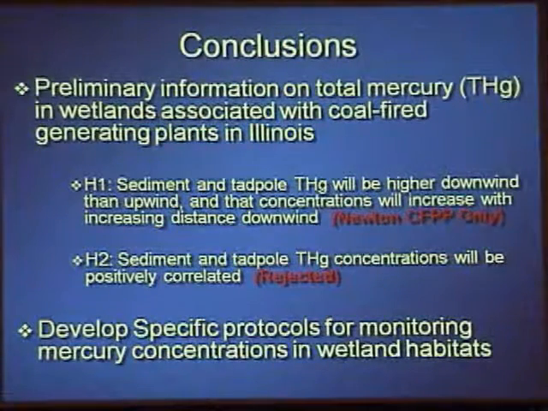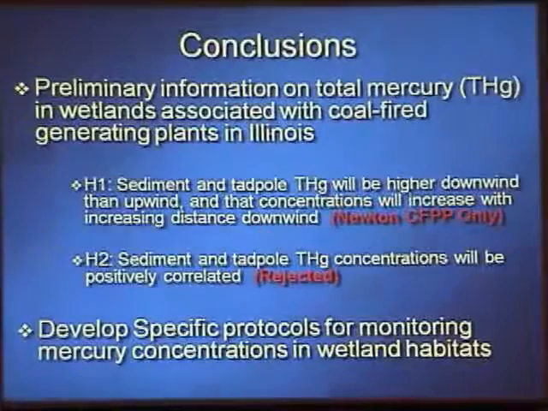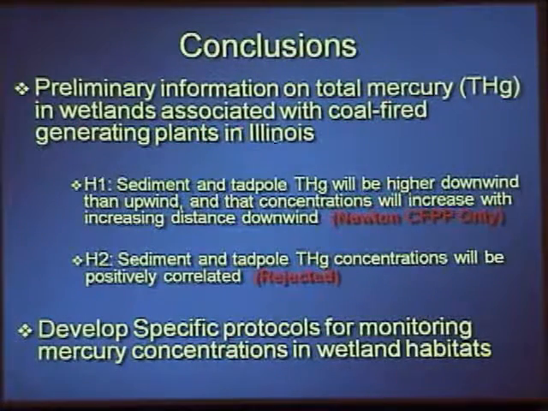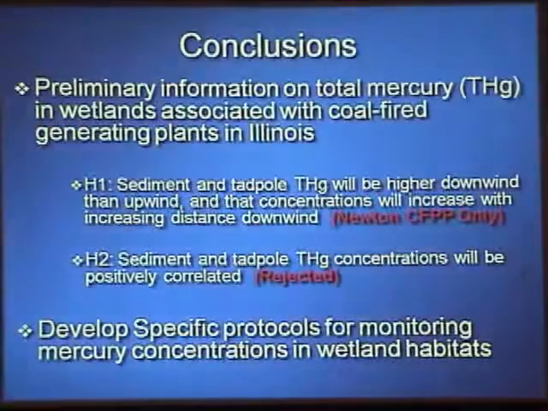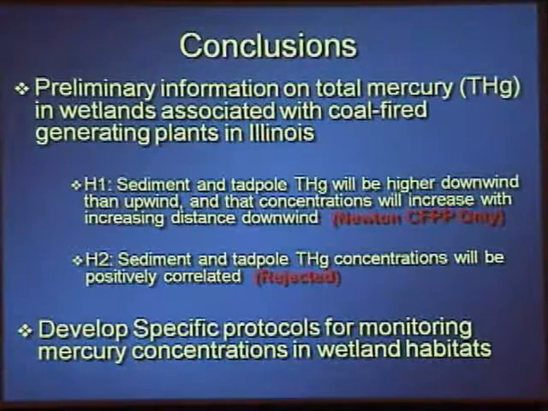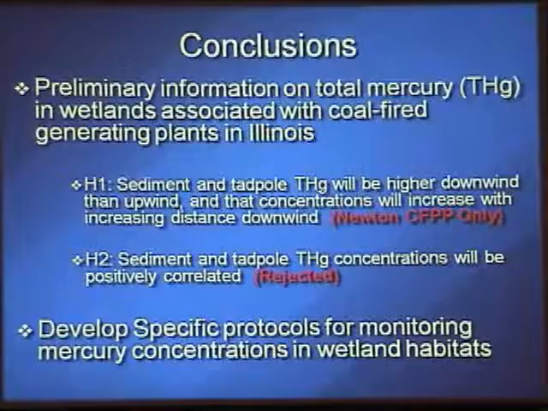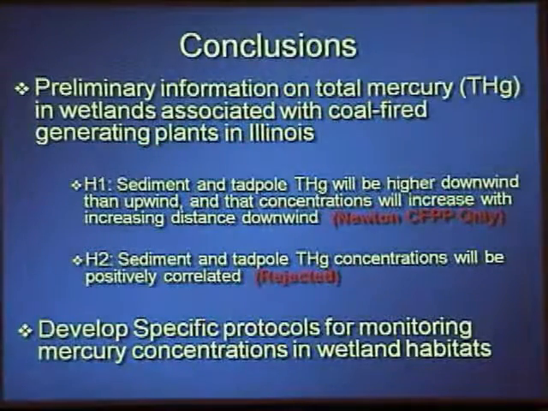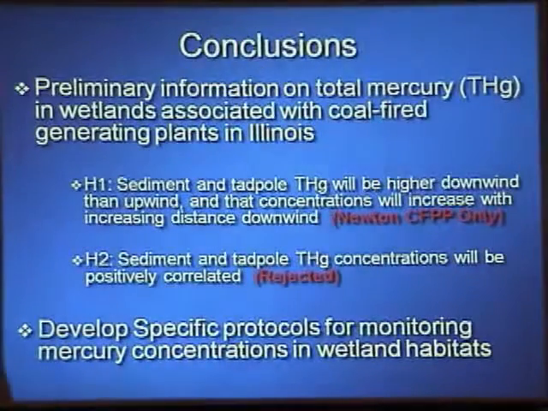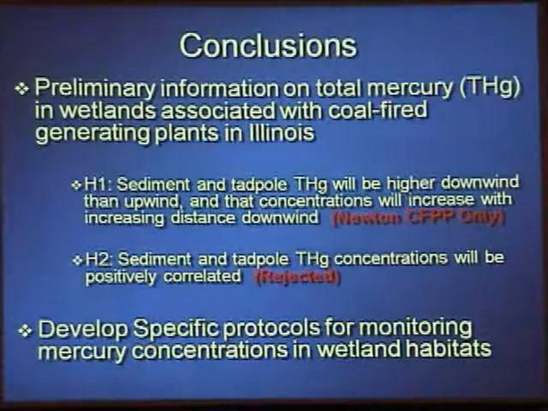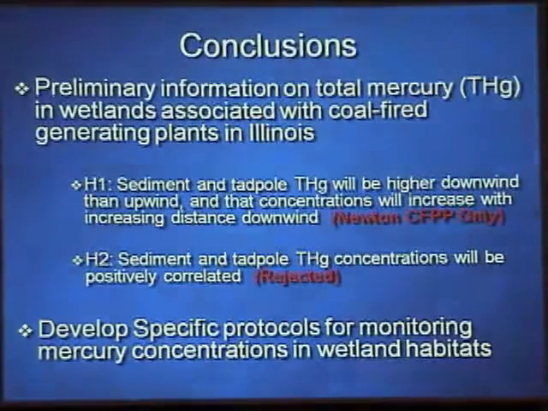So if we go back and look at what our particular objectives were, again, a preliminary study, we wanted to look at mercury in wetlands associated with these coal-fired power plants. For our first objective, we predicted that sediment and tadpole mercury concentration would be higher downwind, and that concentration would increase as we went further downwind. And this was only true for the new power plant in sediment. That was the only one that found a significant difference, upwind versus downwind.